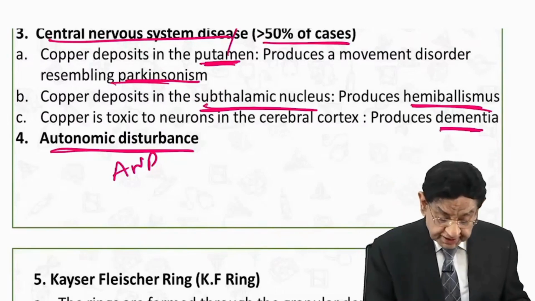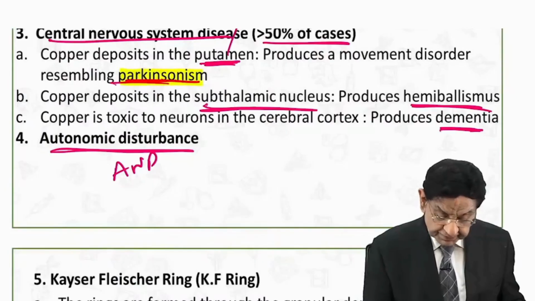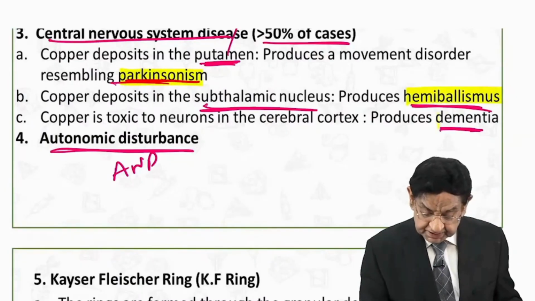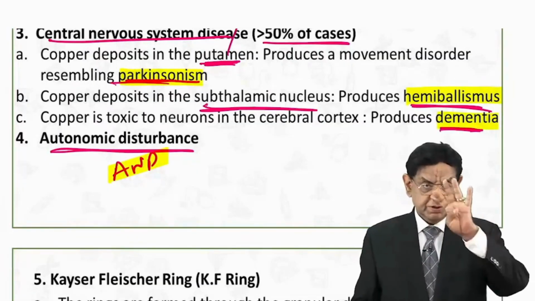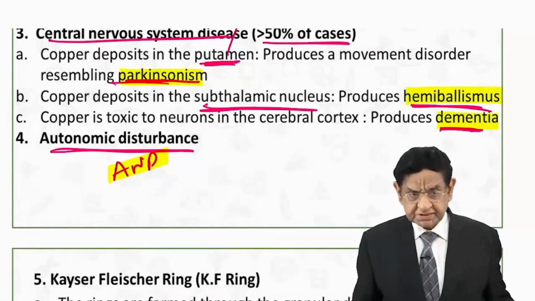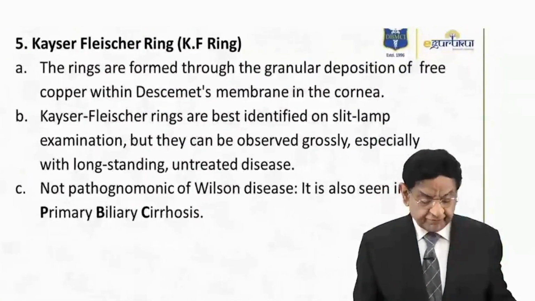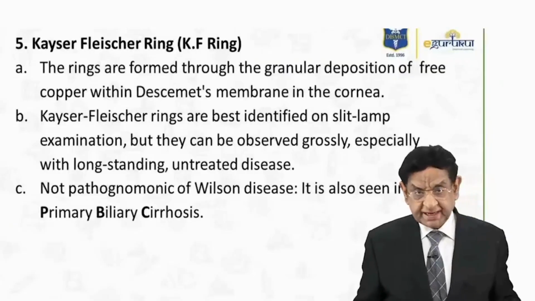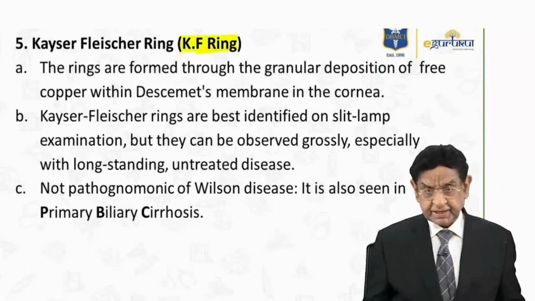The keywords to remember are Parkinson, hemiballismus, dementia, and autonomic neuropathy. So there are 4 keywords to remember in this particular slide. Then we talk about the KF ring. The full form is Kayser-Fleischer ring, but usually in clinical practice they always talk about the KF ring.